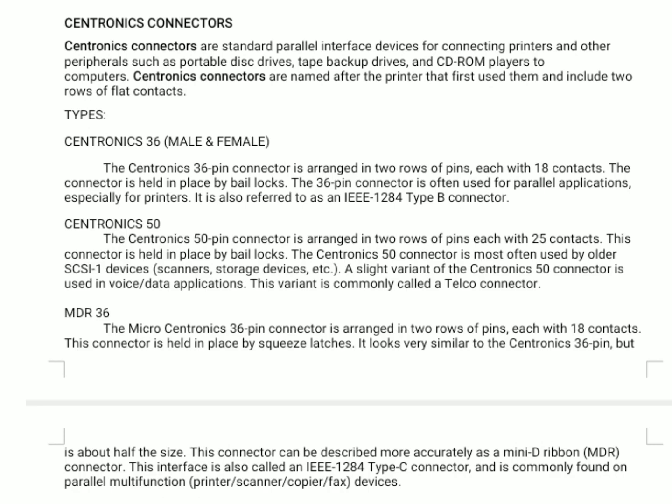Centronics connectors. Centronics connectors are standard parallel interface devices for connecting printers and other peripherals such as portable disk drives, tape backup drives, and CD-ROM players to computers. Centronics connectors are named after the printer that first used them and include two rows of flat contacts.